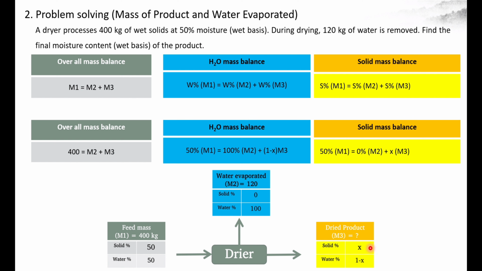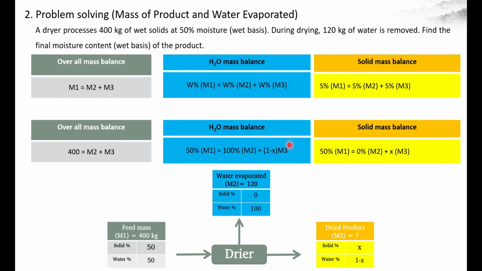You might wonder why we have used x and 1 minus x. Let's say the water percentage is 0.5. What would be the solid percentage? It would be 1 minus 0.5. That's why we have used x and 1 minus x. In this case, the water percentage is given in the question. It is 50%, so what is the solid percentage? 50%. When I write it as a fraction, it is 0.5. That's why I have written x and 1 minus x.